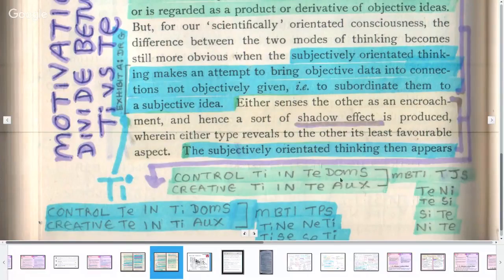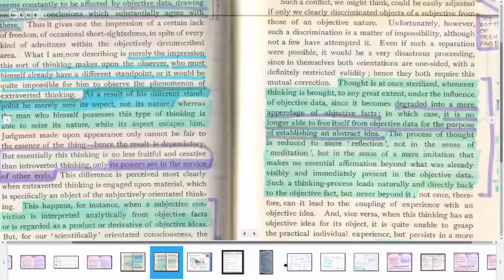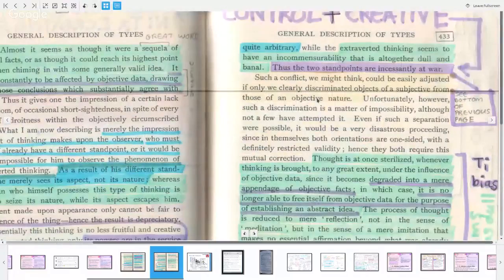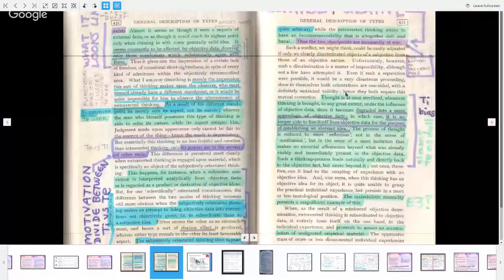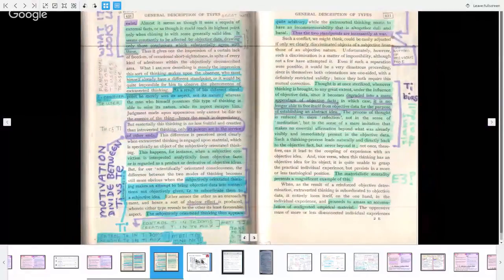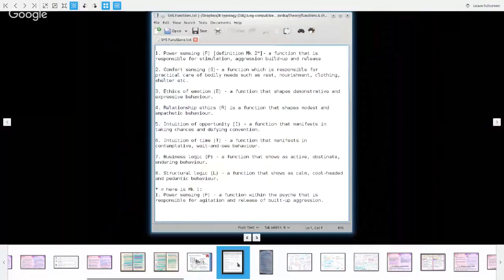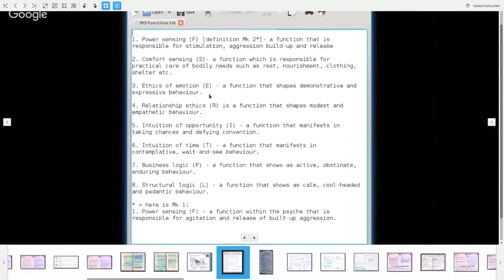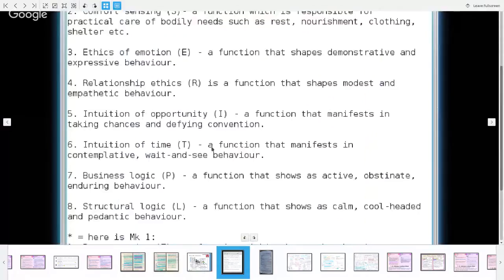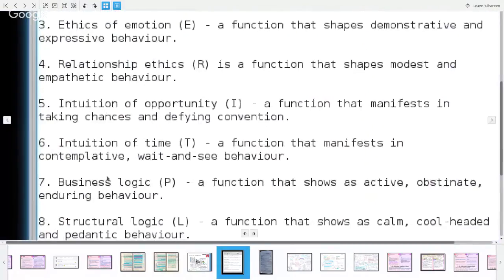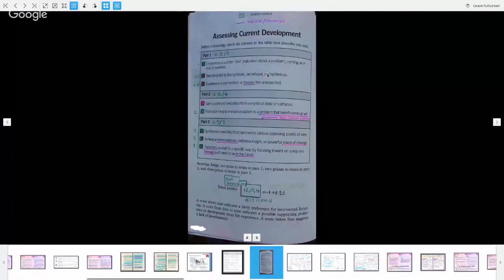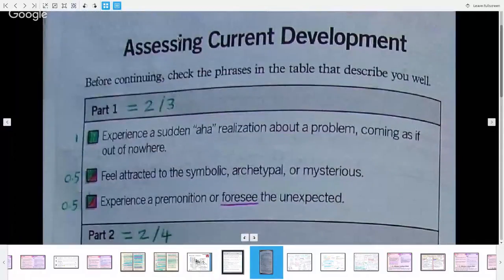The subjectively oriented thinking that appears quite arbitrary. All right, so the TE Dom might see it like that, while the extroverted thinking seems to be dull and banal. So this is the thing that's going on in the background. These are Dario's books. These are some definitions of the functions. TTT, intuition of time. A function that manifests in contemplative wait-and-see behavior. Right, we'll try and get through these quickly because we've got about 5 minutes left.